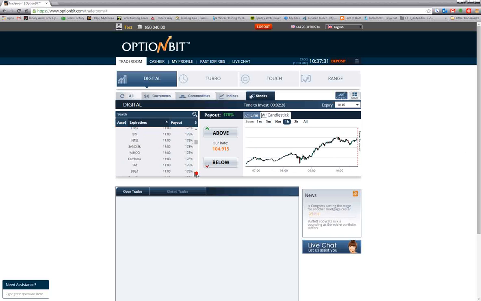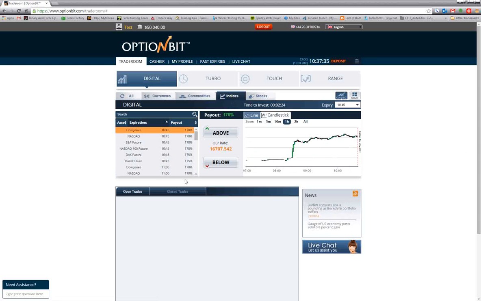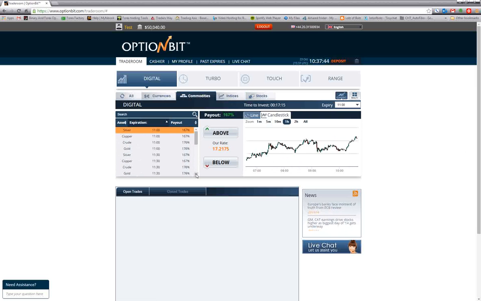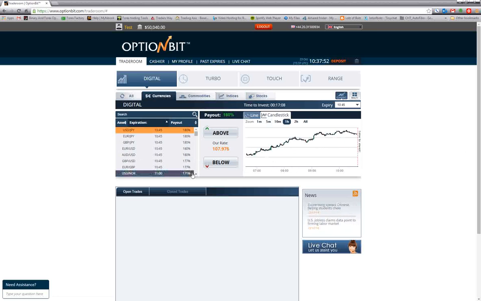So there's quite a bit of selection in stocks. You can see the list on stocks just kept going and going. I'll go a little slow on indices so you can see if what you're looking for is there. Commodities. And, of course, currencies. These are the currencies they offer.